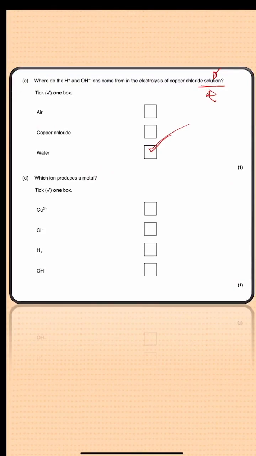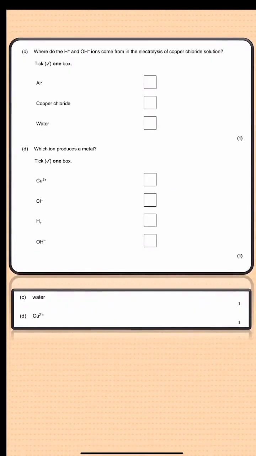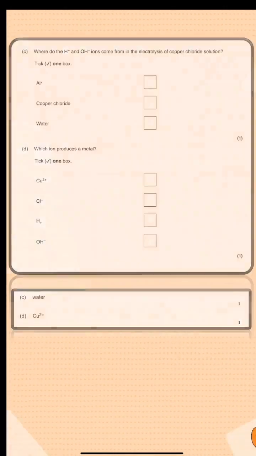Which ion produces a metal? Out of these 4, which one would produce a metal, do you think? Yeah, there's only one metal in there. It's copper. Chlorine's not a metal, that's a gas. That's going to produce a gas. OH-, if OH- ever goes, produces water and oxygen. So the answer is Cu2+. And that's exactly what the mark scheme says.